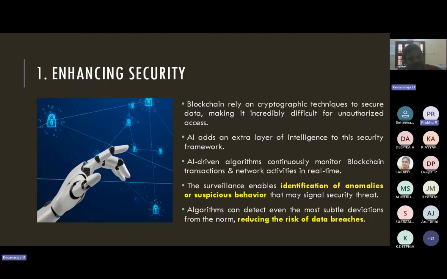Normally, AI-driven algorithms continuously monitor the blockchain network. AI-based algorithms monitor every network activity in real time. This allows anomalies, suspicious user behavior and security threats to be identified easily. In addition, these AI algorithms help security in blockchain by detecting even more subtle deviations, which reduces risk. Data breaches are largely prevented by this AI-based enhanced security.